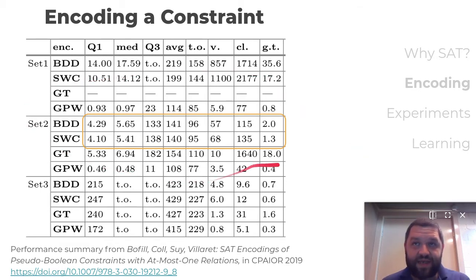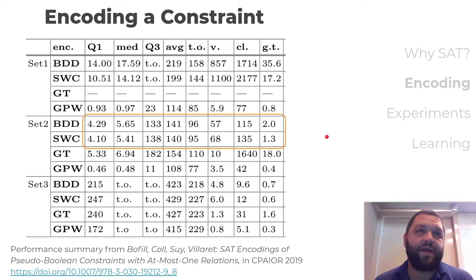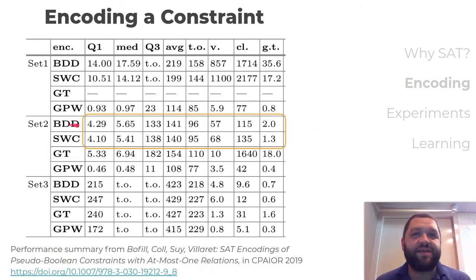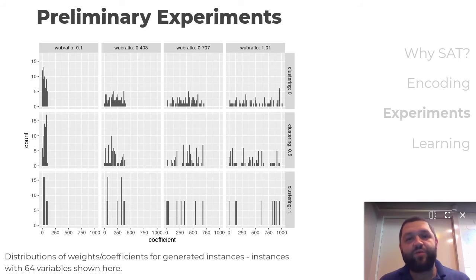In this extract we see here from the same paper as the previous slide, 3 sets of problem instances have been run with 4 different encodings, and in the highlighted section, for instance, we can see that the BDD encoding has used 57,000 variables and 115,000 clauses, whereas SWC has used a few more variables and clauses. However, this one took less time to generate, and on average, for the median, the solving time was actually a little bit less.